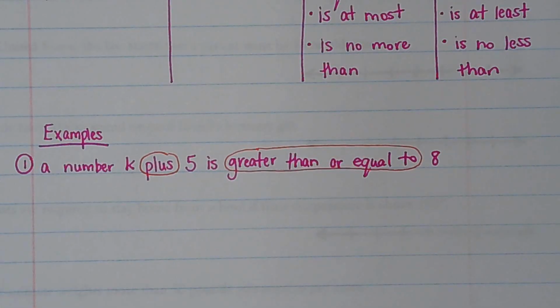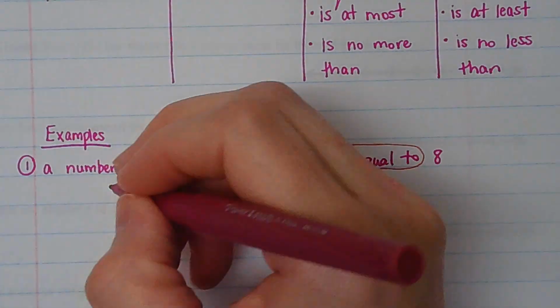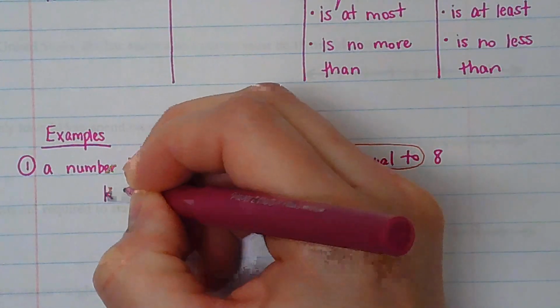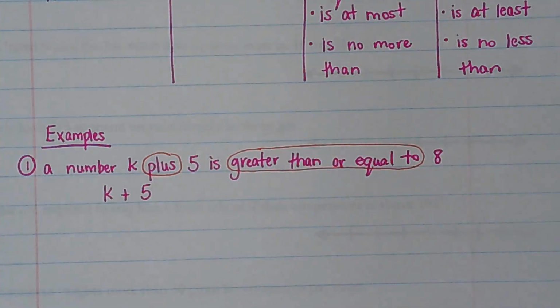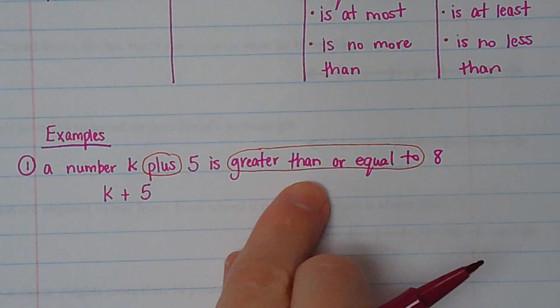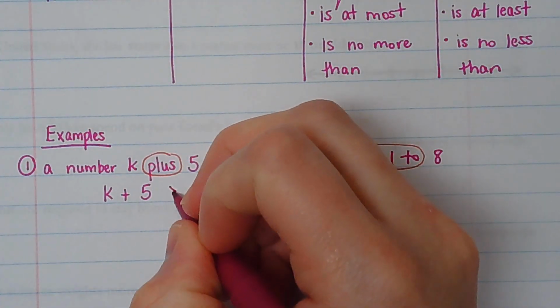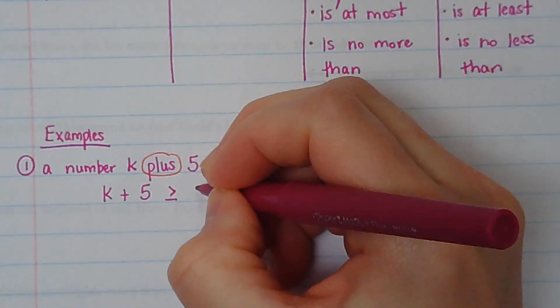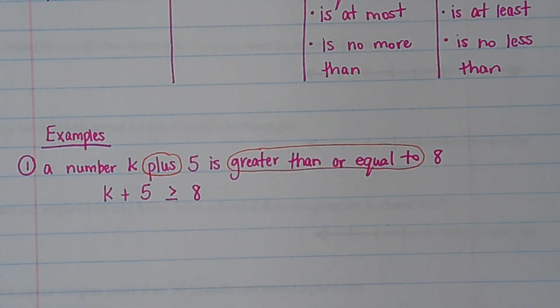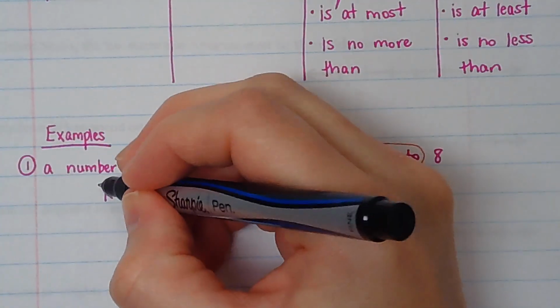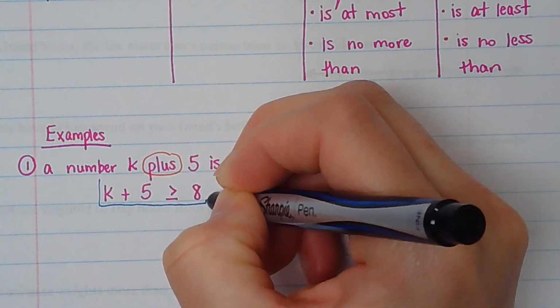All right, so let's take care of this plus first. So it says a number K plus 5. That's pretty simple. K plus 5. I can handle that. Then it says greater than or equal to. All right, you just got to know which sign that is. So greater than or equal to would be this one, and then it just says 8. And that's your answer. That's all you have to do. Okay, so you just have to be able to read the sentence and kind of understand what is being asked of you.